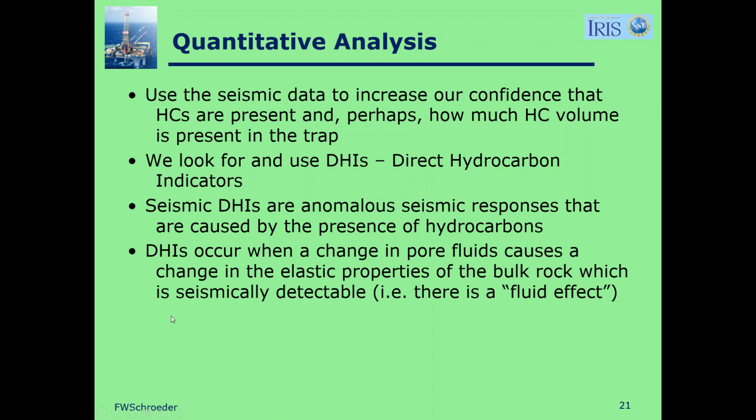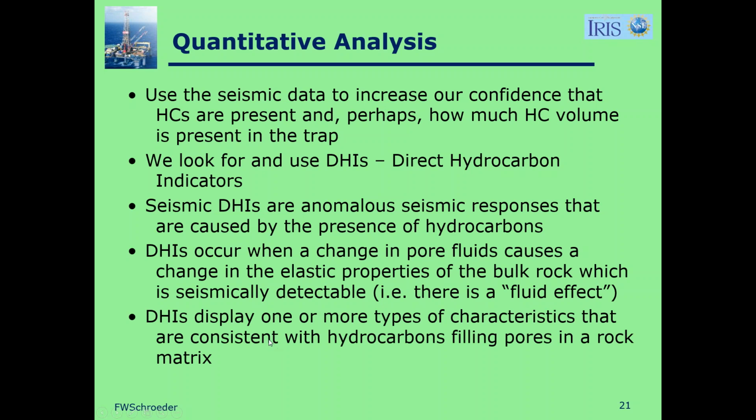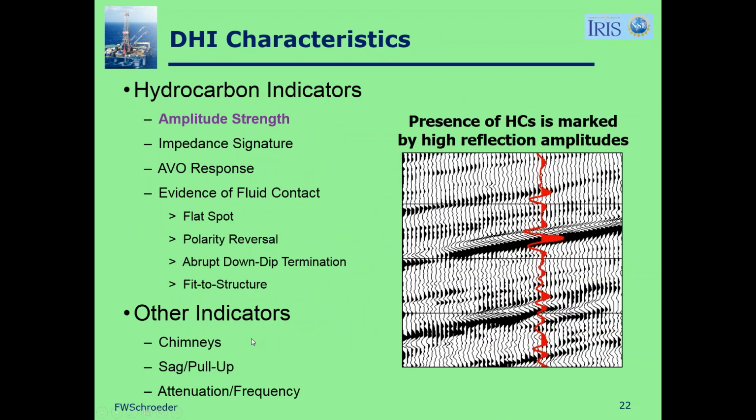And so we're always worried about or concerned about or thinking about, are the changes due to the presence of hydrocarbon going to be seismically detectable given our data set, our data quality, the way it was acquired, the way the seismic was processed. So DHIs display one or more types of characteristics that are consistent with hydrocarbons being within the rock matrix. So here is a list of hydrocarbon indicators. There's 1, 2, 3, 4, 5, 6, 7 that we'll look at. There's some other indicators that I'll mention in a moment.